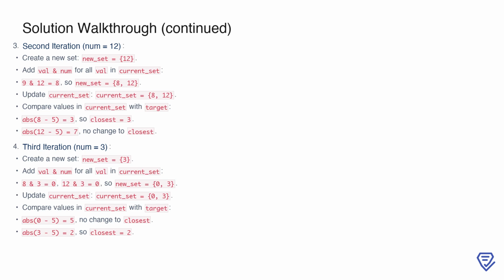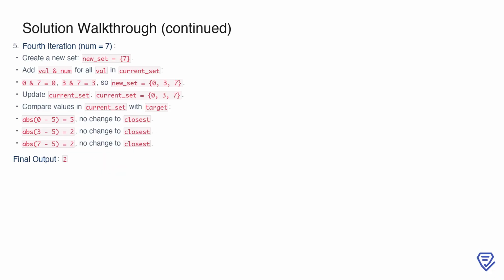We create a new set containing just 3, so new_set equals 3. Then we compute the AND operation, 8 AND 3 equals 0 and 12 AND 3 equals 0, which means new_set becomes 0, 3. We update current_set to 0, 3. Calculating the differences, abs(0 - 5) equals 5 doesn't change closest, but abs(3 - 5) equals 2, so we update closest to 2.